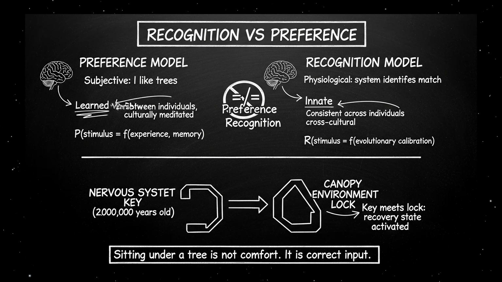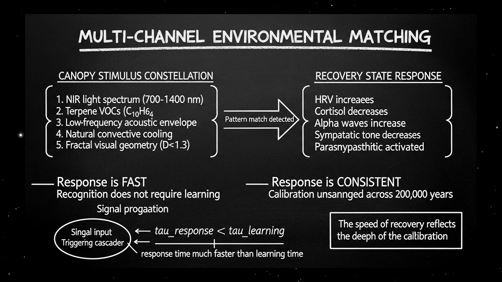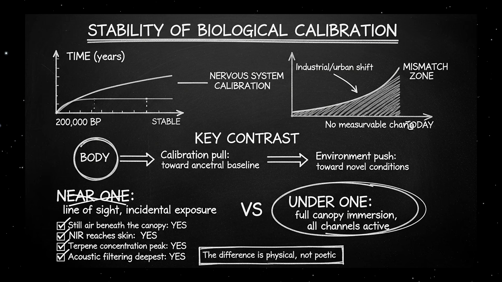The body's physiological response to sitting under a tree is not a preference. It is a recognition. The nervous system encountering the environment it was built for and responding with the recovery state it was designed to enter in that specific constellation of physical conditions. The response is fast because the recognition is deep. The response is consistent because the calibration has not changed. The environment has changed. The body has not.